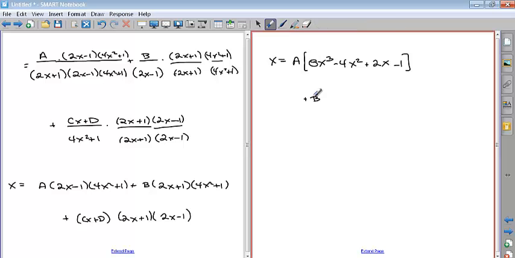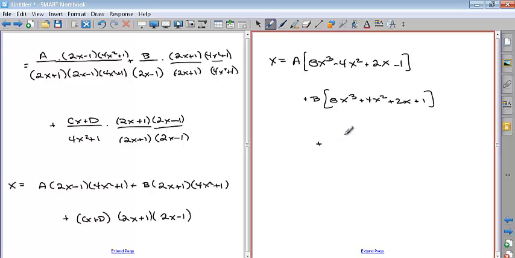Then you have b. You get a similar kind of thing here. You're going to have 8x cubed plus 4x squared plus 2x plus 1.